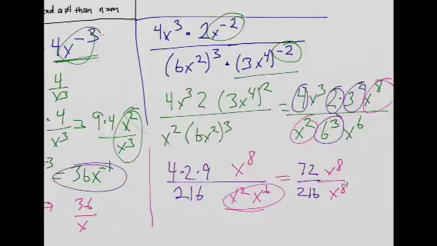Oh, wow, look at that. Because anything divided by itself is 1, or x to the 8 minus 8 is x to the 0, which is 1. So my variables are going to cancel out. And I just have to take 72 over 216, which is going to be 1/3.